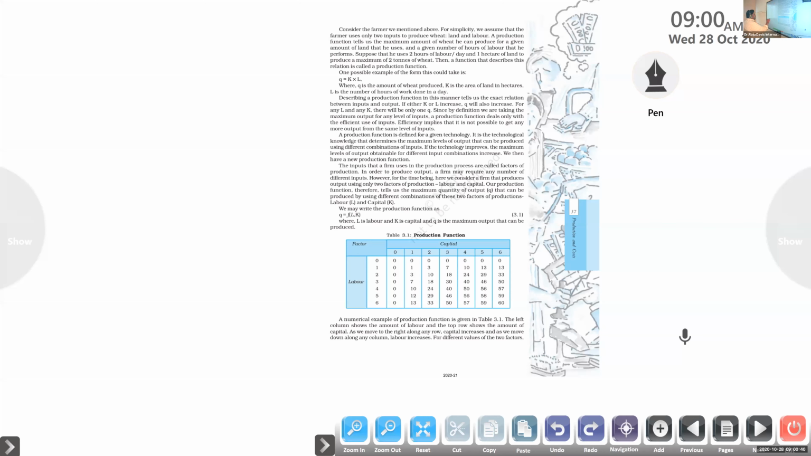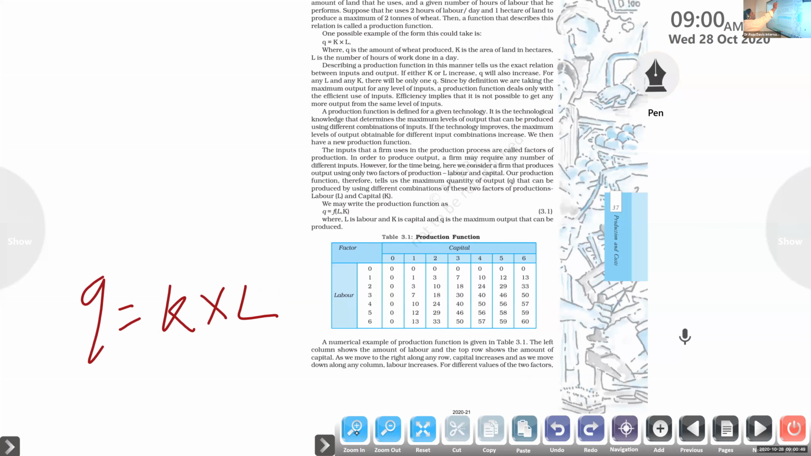Q is equal to K into L. You can see the equation here. One possible example of the form this could take is Q is equal to K into L, where Q is the amount of wheat produced, 2 tons, K is the area of land in hectares, 1 hectare, and L is the number of hours of work done in a day, 2 hours. Is that idea clear or not?